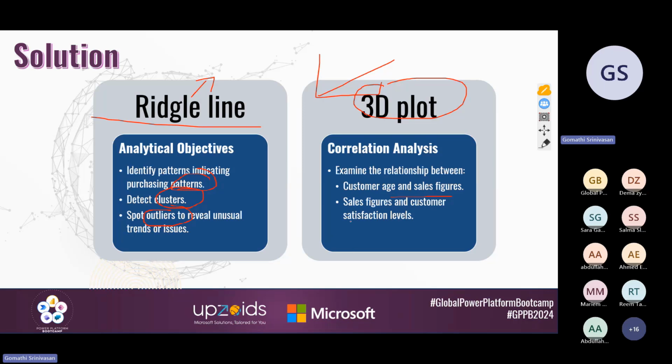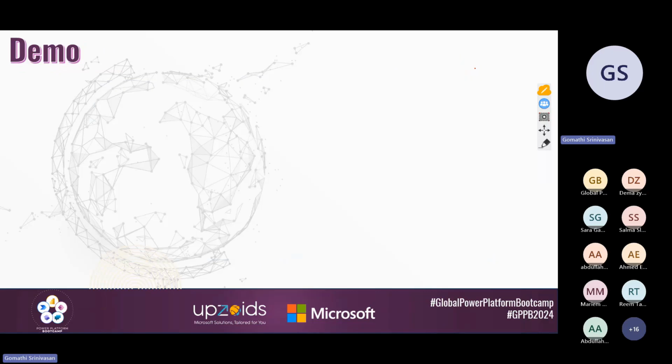The second important thing you can use the 3D plot for is identifying trends. If you want to identify trends between three different attributes and spot correlations, you can use this as well. So that is where our ridgeline plot and the 3D plot come into the scene. Let me show you a demo. I hope I'm clear till now. If you have any queries, you can just ask me.